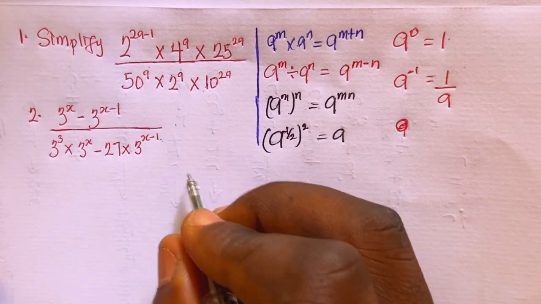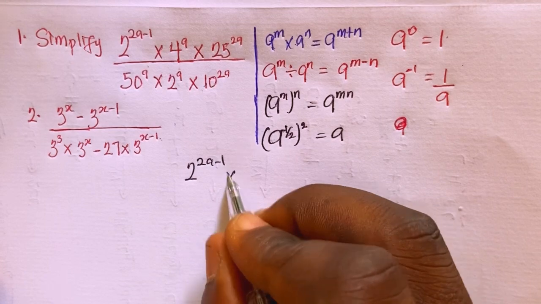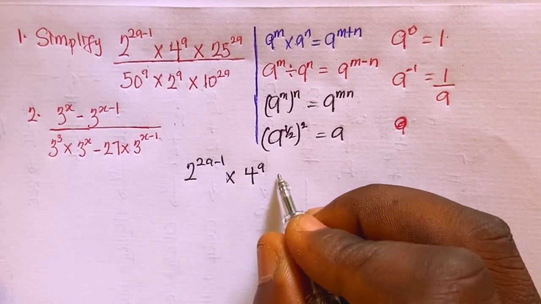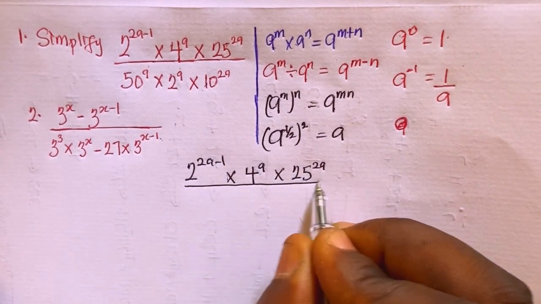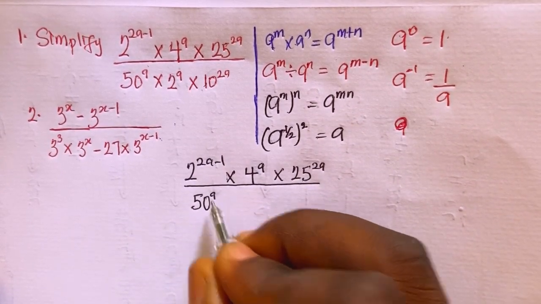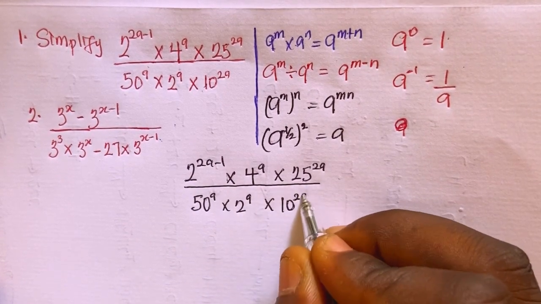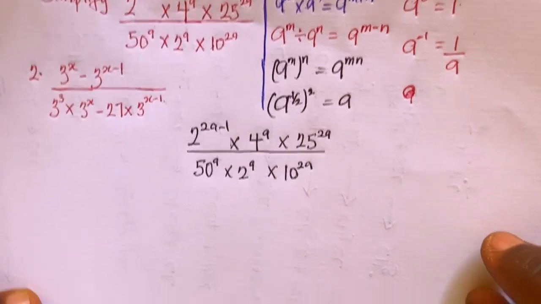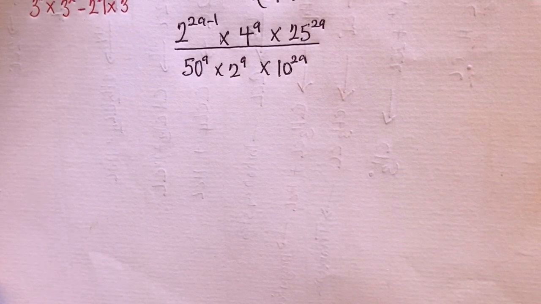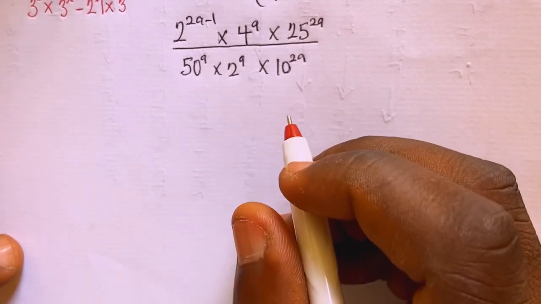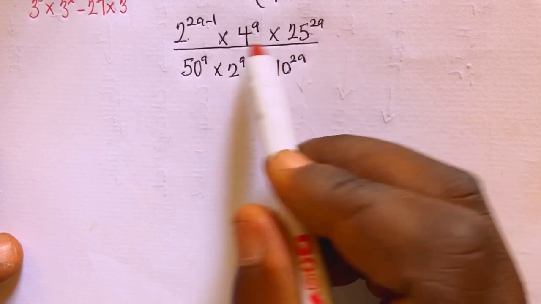So now let's come back to this expression. We are asked to simplify 2 raised power of 2a minus 1, multiplied by 4 raised power of a, multiplied by 25 raised power of 2a, then divided by 50 raised power of a, multiplied by 2 raised power of a, then multiplied by 10 raised power of 2a. This is the expression that we are asked to simplify. So now I'm going to simplify it using all the laws.